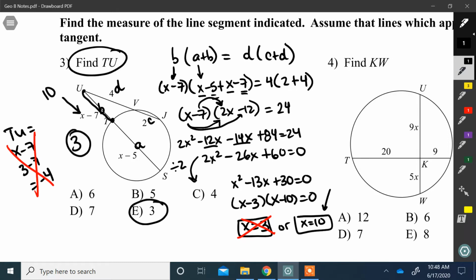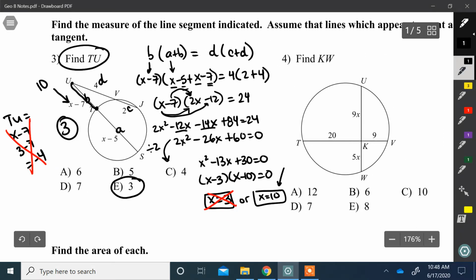Okay, so be careful with some problems like that. I know it could be confusing because you're not sure which one to use, but plug in and check, okay?